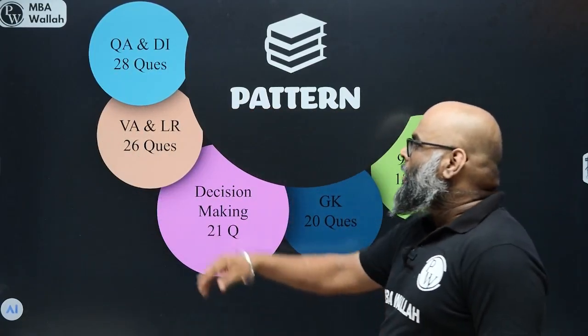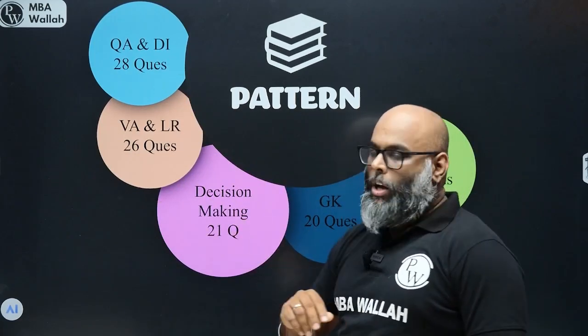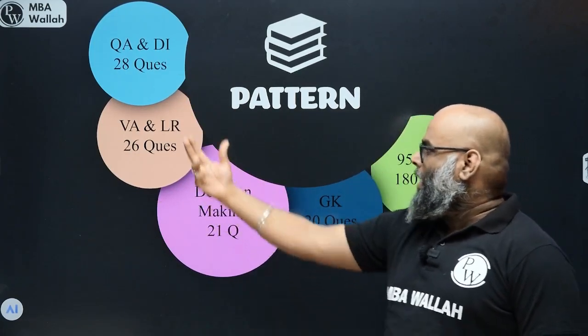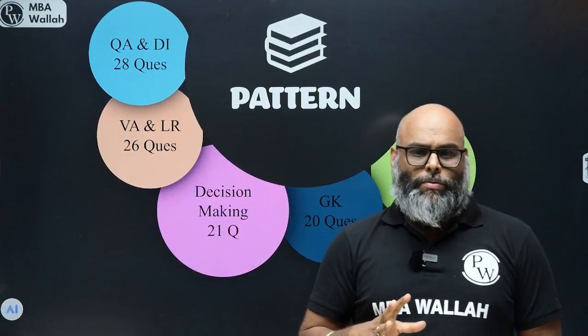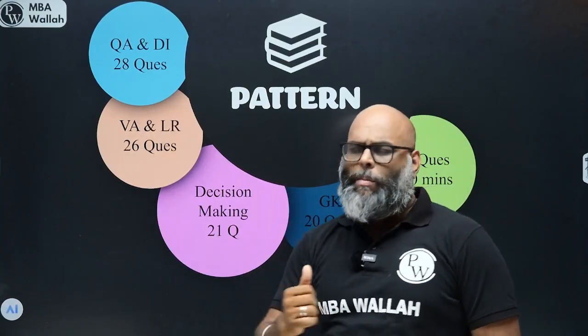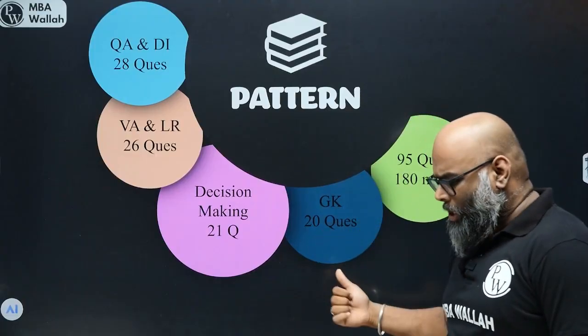And the best part is, the first 3 sections put together, the first 75 questions that you see over here, are for 170 minutes. These 3 sections will be for 170 minutes, whereas your GK section, those 20 questions, will be for 10 minutes, totally taking the tally to 95 questions and 180 minutes.